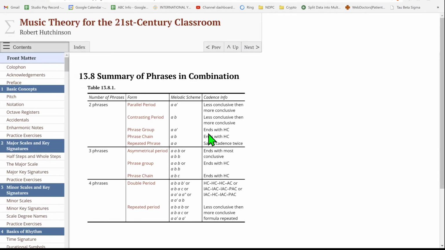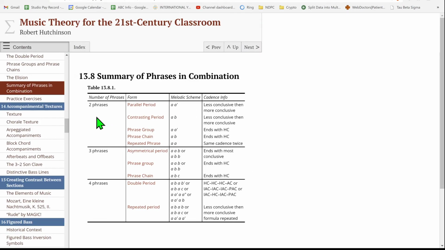And they have these summaries here that are really helpful. I really like this chart. Check this chart out. It tells you if you have two phrases, you have either a parallel period, contrasting period, phrase group, phrase chain, or repeated phrase. And they tell you the structure, the melodic scheme. I love this. This is a great little chart to study. So with 3 phrases, you can have an asymmetrical period. I don't think you covered that, so it's cool. With 4 phrases, it can be a double period or repeated period. Anyways, I like that one a lot.